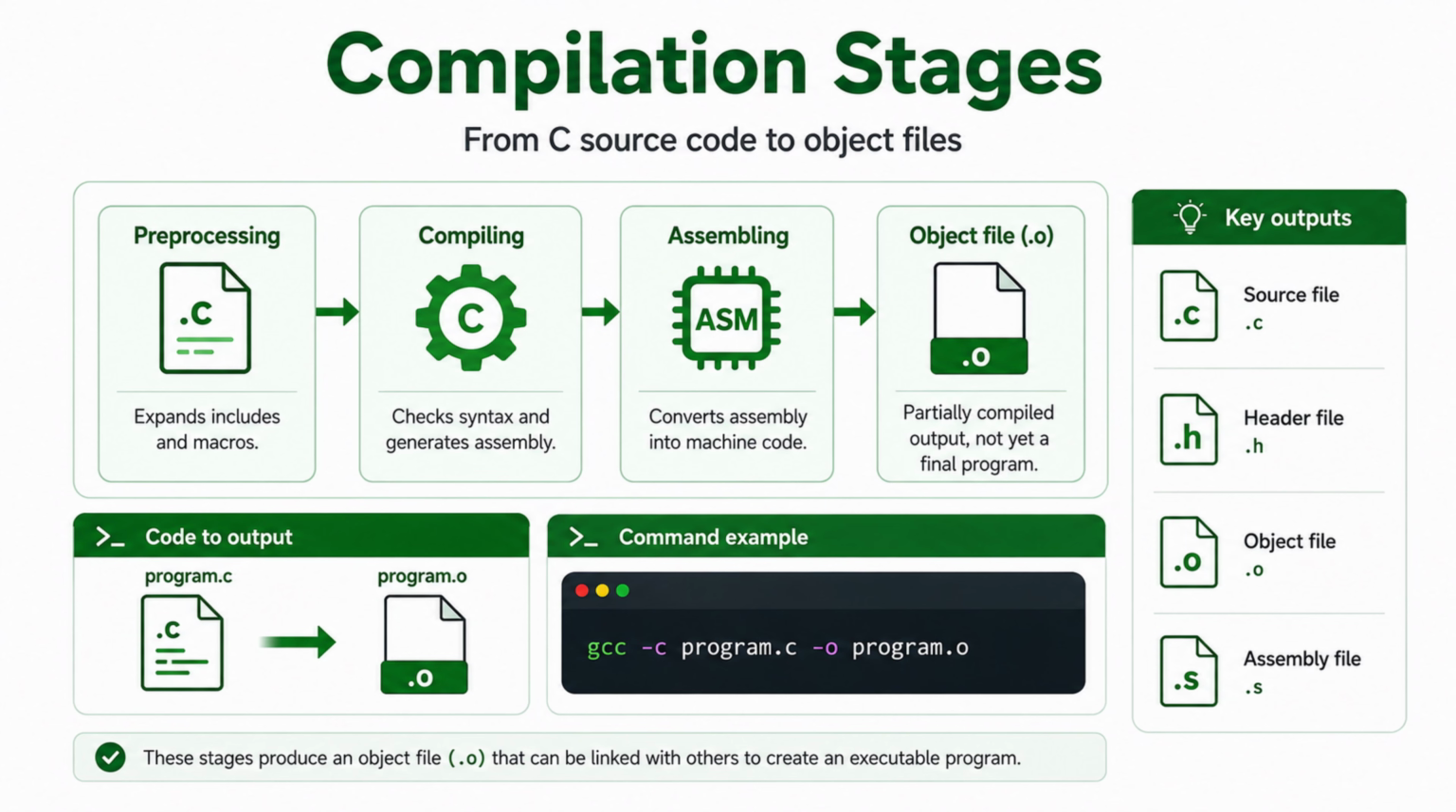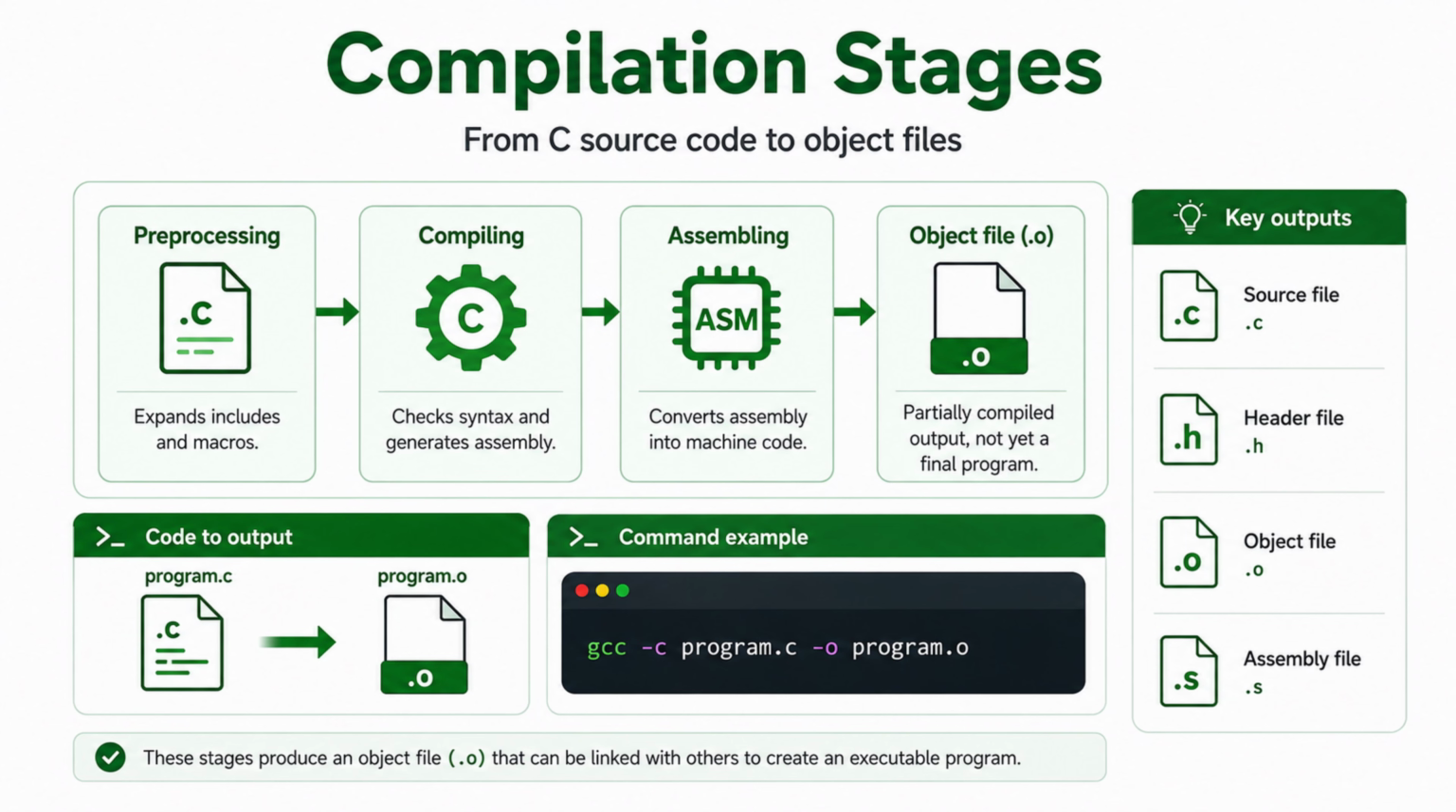For embedded development, object files are very useful because each C file is compiled separately. This allows large projects to rebuild only the files that changed, instead of recompiling everything. My comment here is, when you see a compile error, it usually means the compiler could not understand one source file.